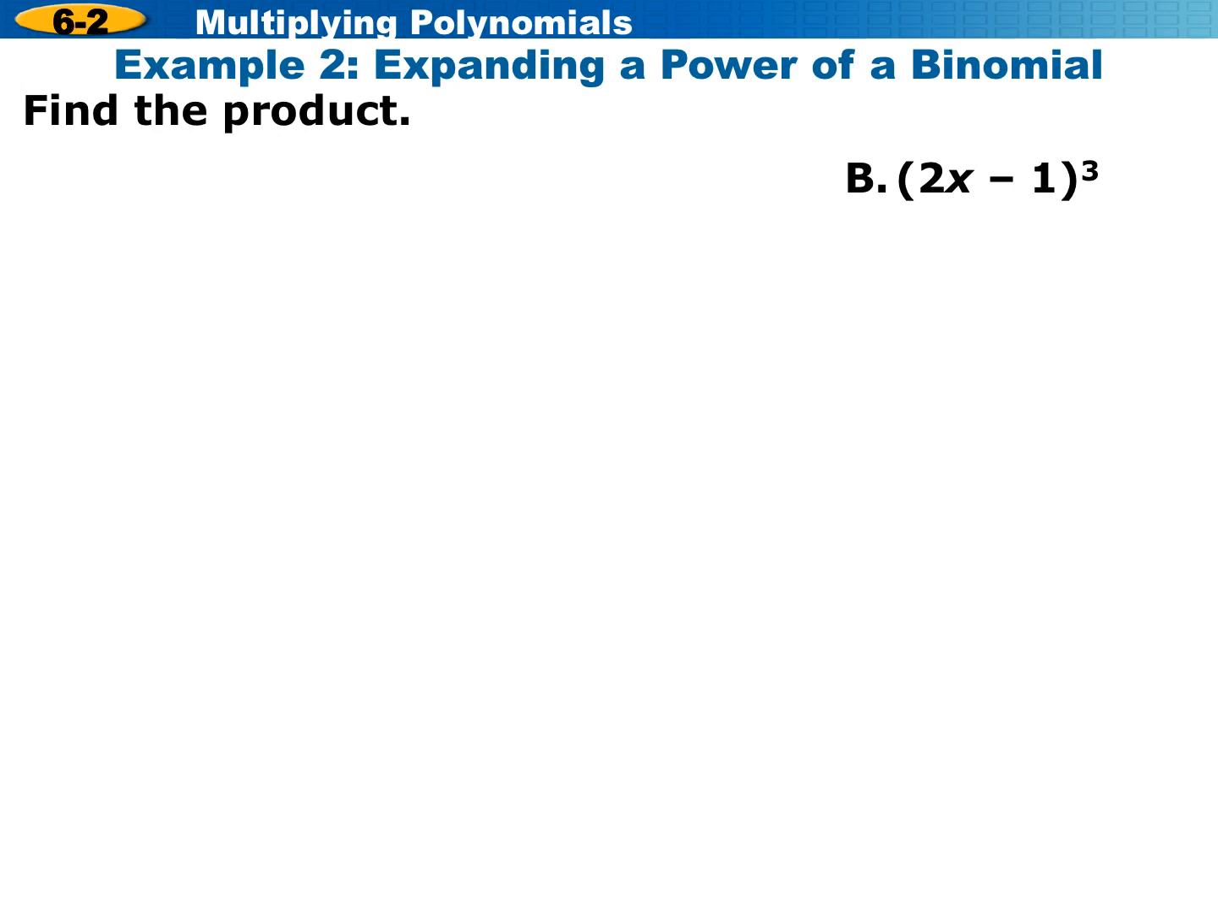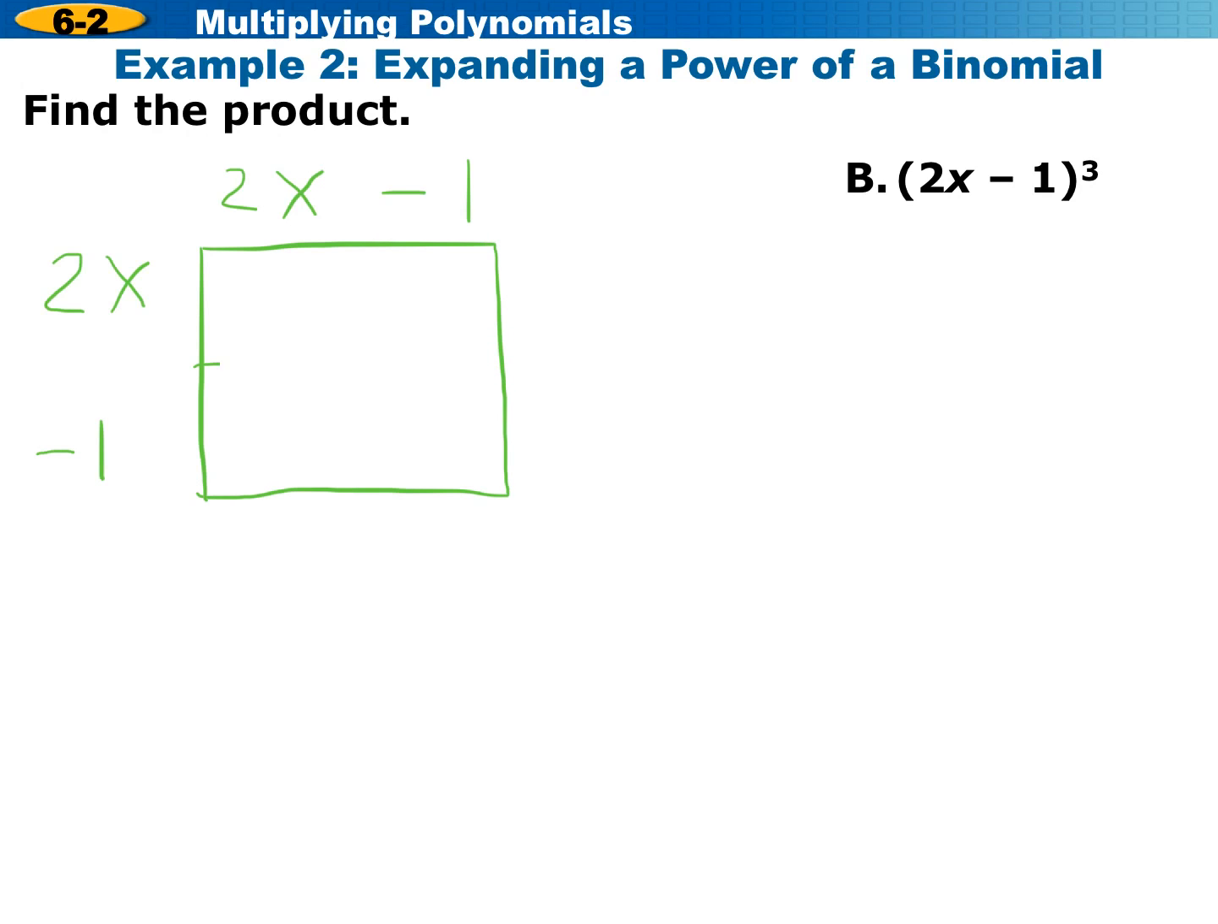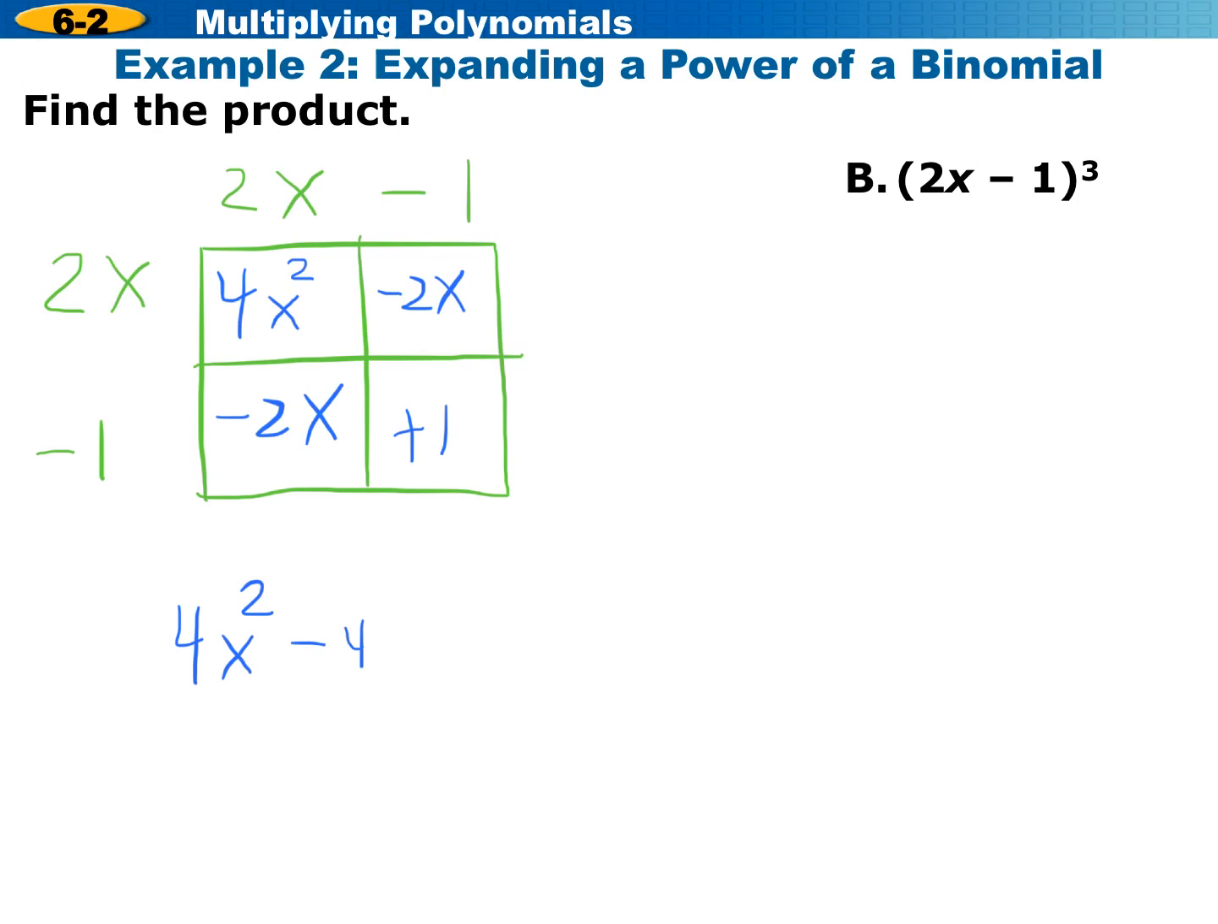So we have to multiply 2x minus 1 together 3 times. 2x times 2x is 4x squared. 2x times minus 1 is minus 2x. Minus 1 times 2x is minus 2x. Minus 1 times minus 1 is positive 1. Add our like terms, we get 4x squared minus 4x plus 1. And because we had 3 of these, we have to multiply it together a third time.